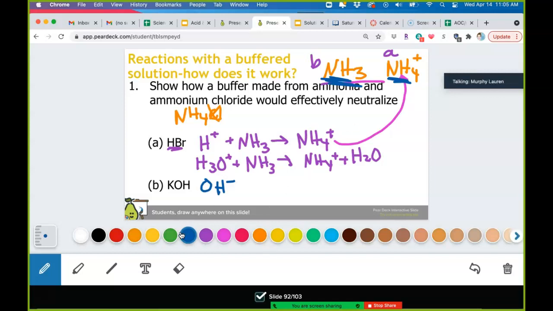The acid. The base and the base aren't going to do anything. They're just going to see each other and be like, hi, we're the same thing. We have no interaction with one another. So the hydroxide is going to react with the acidic part of the buffer. That's the ammonium. And what do you get? Well, you get this.